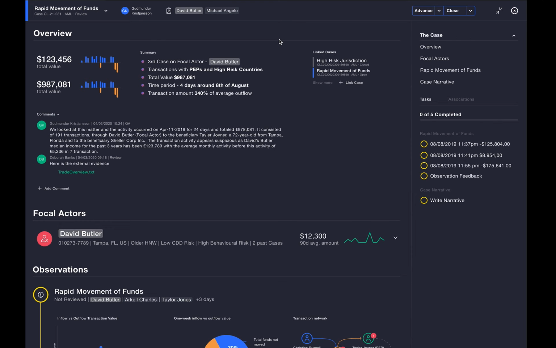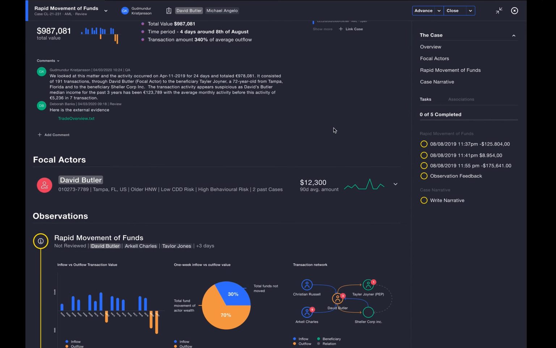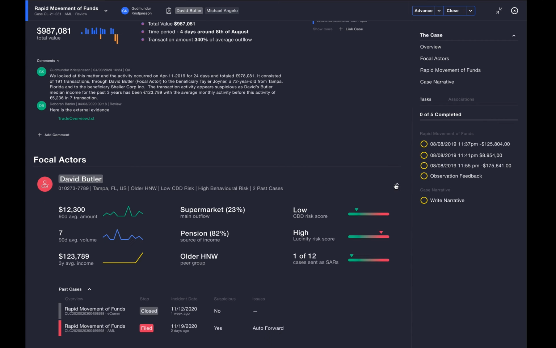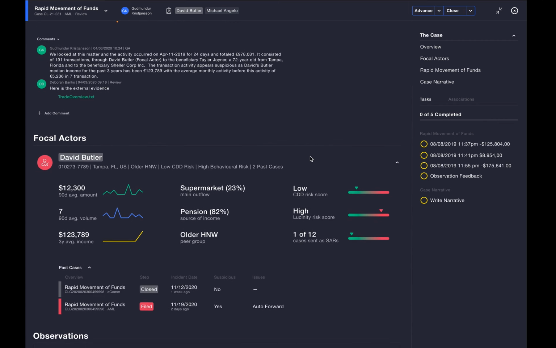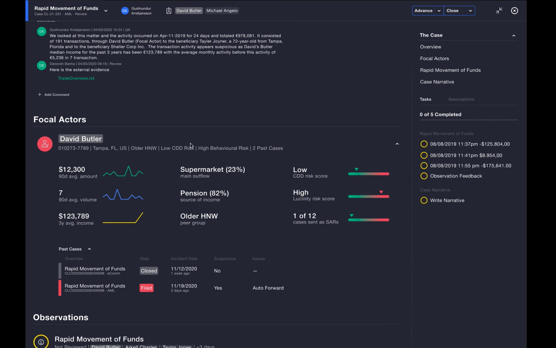This is an AML case containing one or more suspicious observations. The auto-generated overview section lets me quickly understand the who, how, what, and when of the case. The focal actor card helps me to understand the historic behavior of a focal actor of a case and truly contextualizes this information for me. It allows me to determine in the following whether an observation was indeed suspicious given the actor's past behavior.